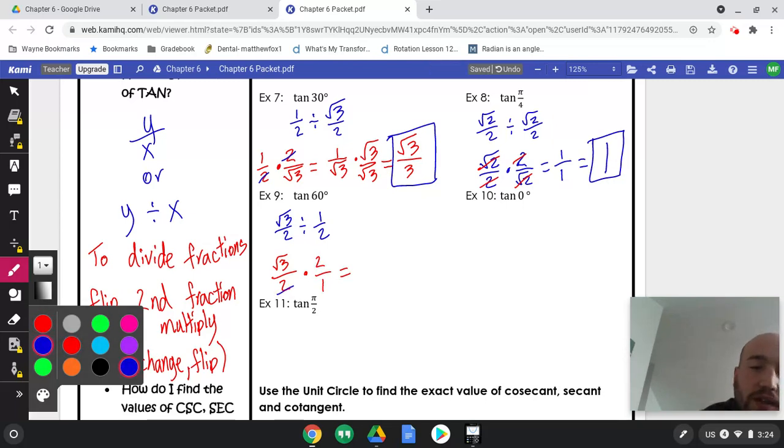Once again, our 2's cancel. And we're left with square root of 3 over 1. Or you could just put square root of 3. So if you prefer, square root of 3 is fine also.